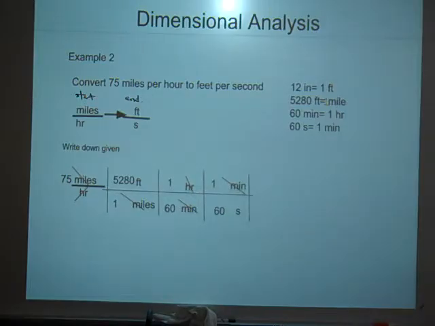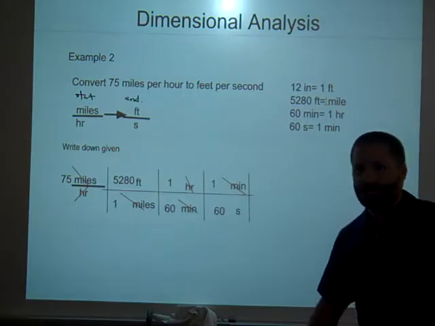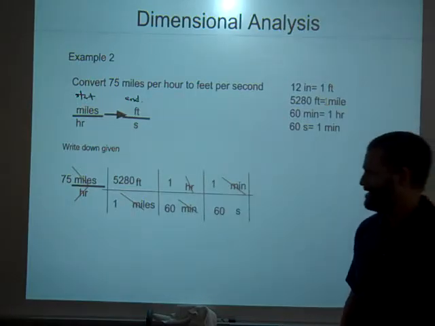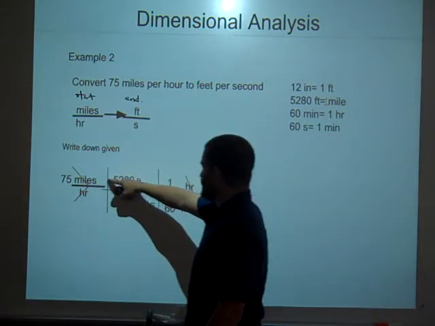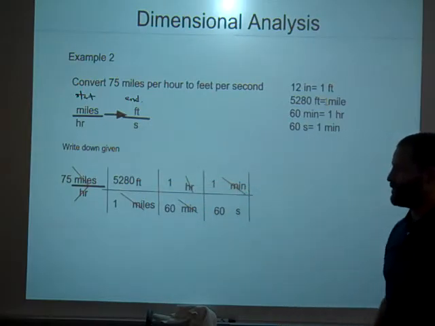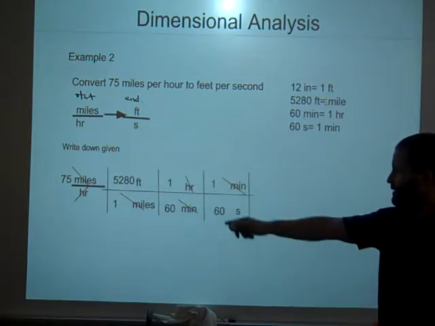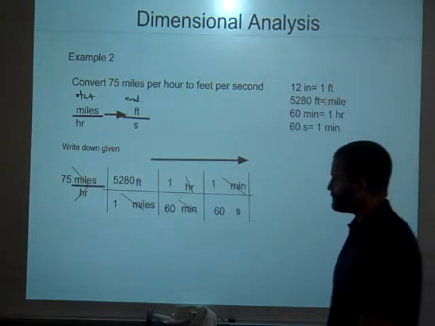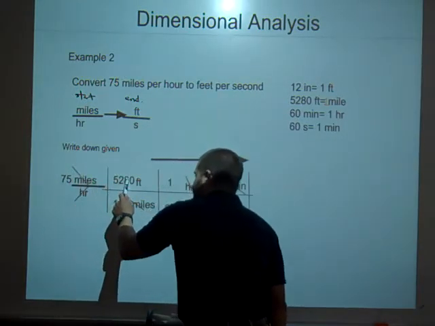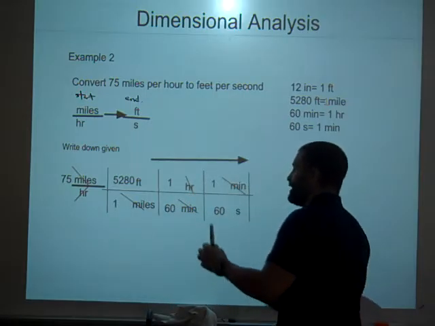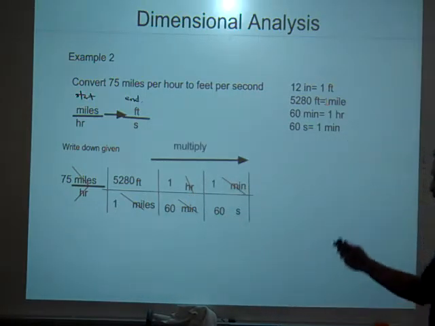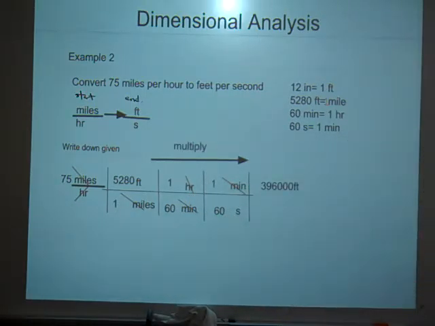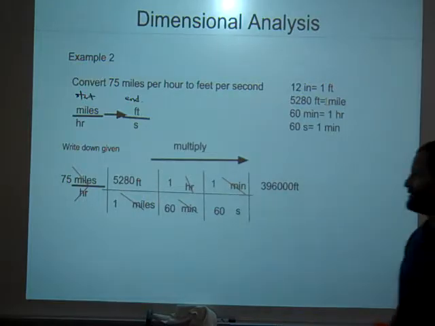Now, how do you solve this? Well, this is why it's called the train track method, or I think it's called the train track method. You go on this track first, and you go left to right. So what do you do if you go left to right here? When you go this way, what happens? Multiply, right? 75 times 5,280 times 1 times 1. Okay, I'll do that for you. That is this number right here. 396,000 feet. Okay? So I've done the top now.